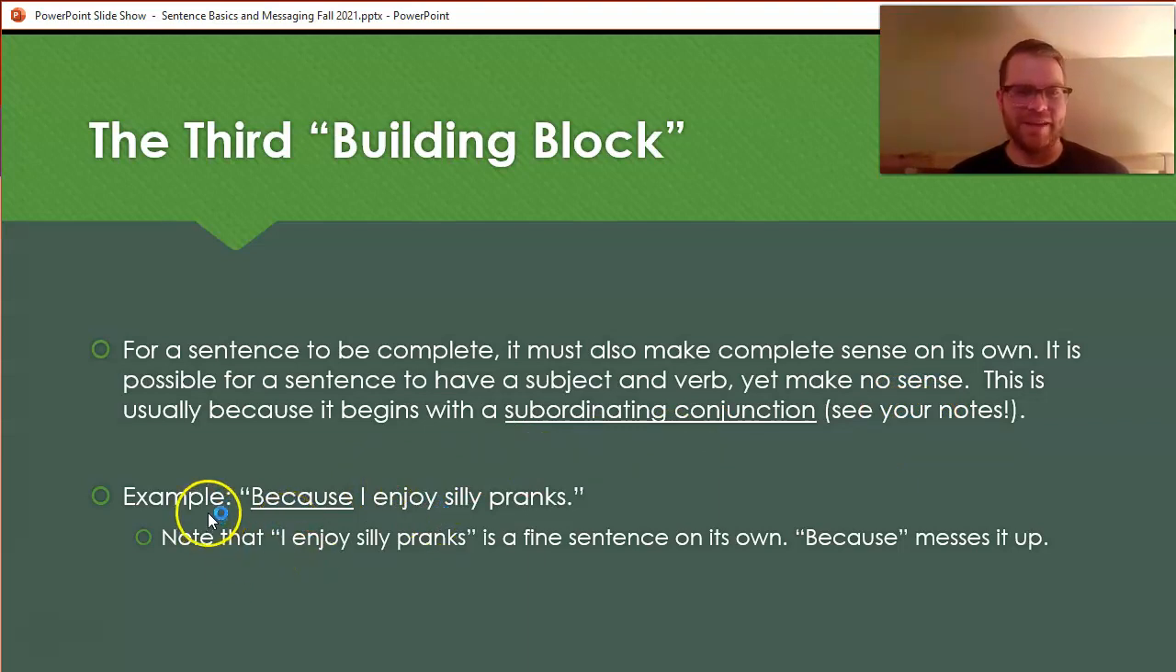But imagine for a second that I have a sentence that says, because I enjoy silly pranks. This sentence does have a subject, I. It does have a verb, enjoy, but this sentence doesn't make sense by itself because of that word because right there. If I were to drop that subordinating conjunction, I enjoy silly pranks, that's a complete sentence now.